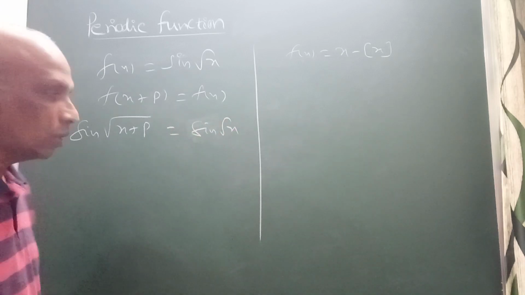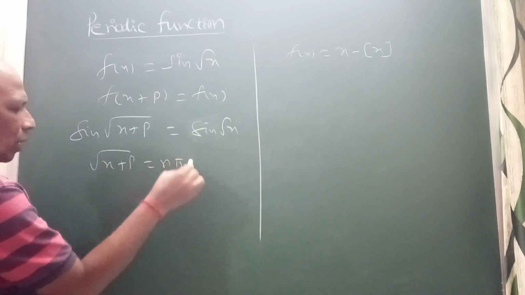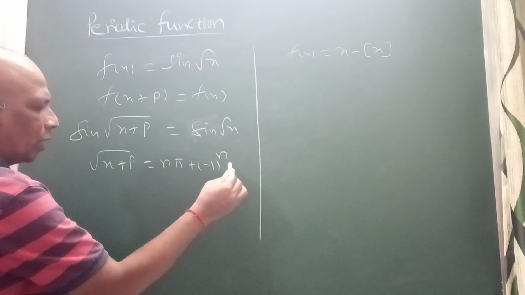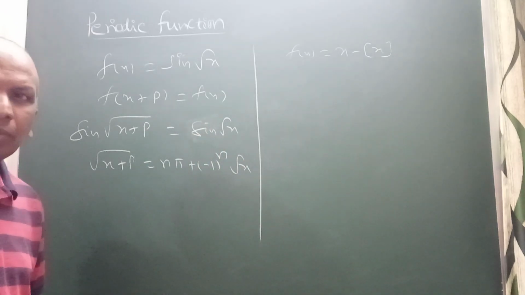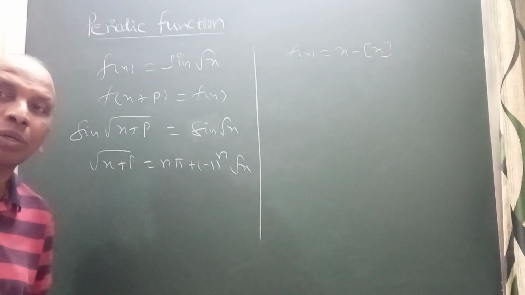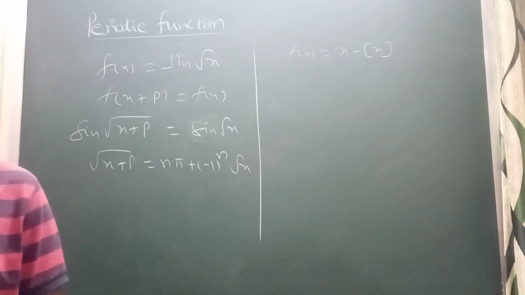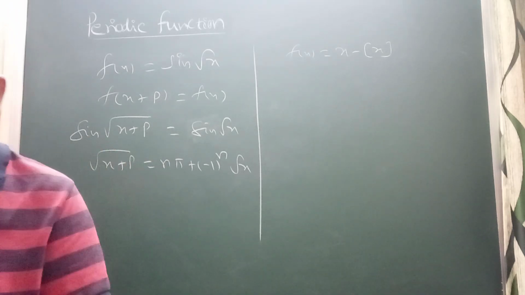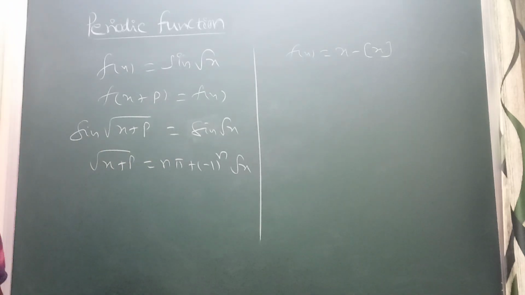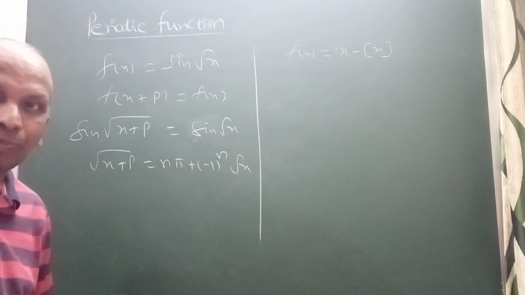Correct? Now if we compare both the sides, root of x plus p is equal to n pi plus minus 1 whole power n into root x. Correct? I got trigonometric equations like this. But if you observe these equations, there is no value of p. There is no value of n where p is independent of x. Correct? Here you can observe.